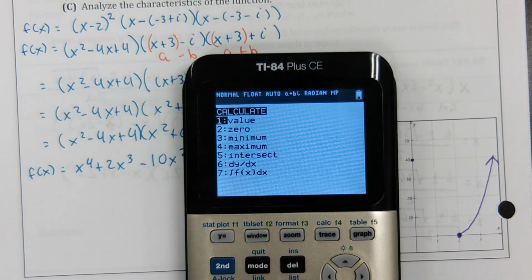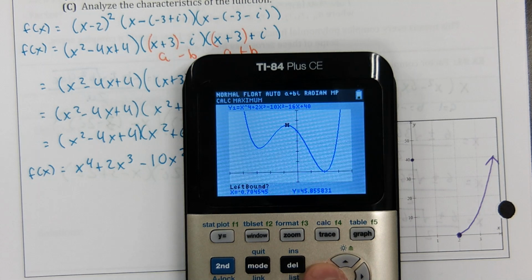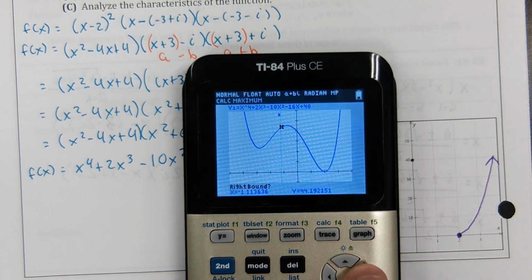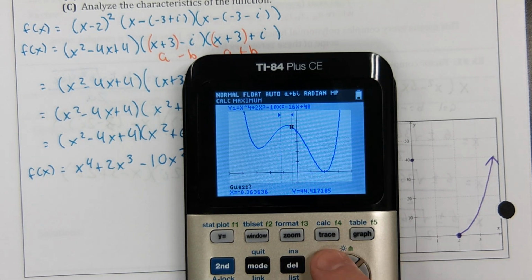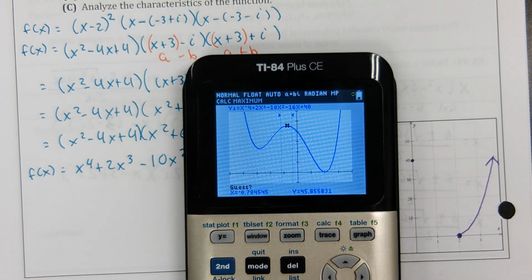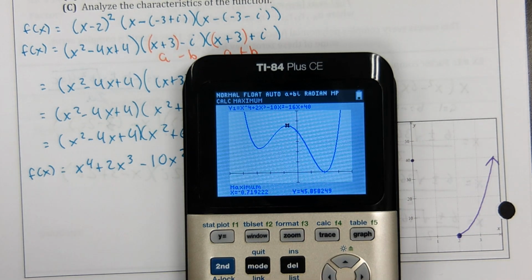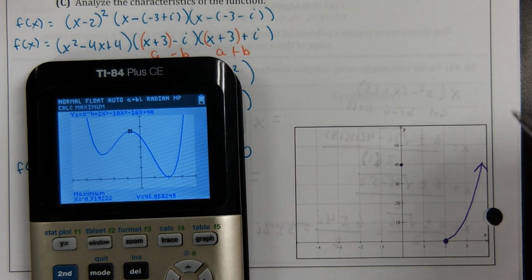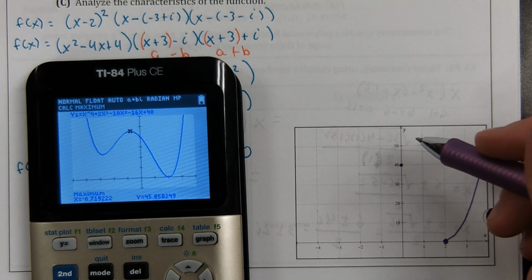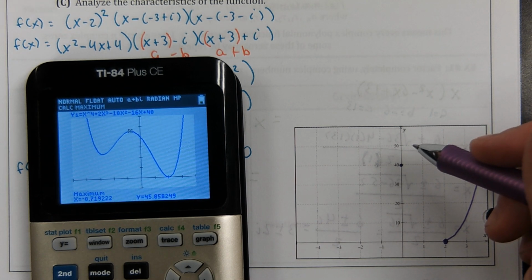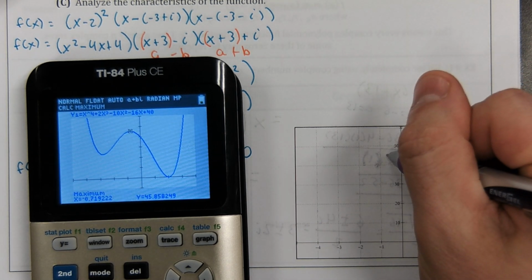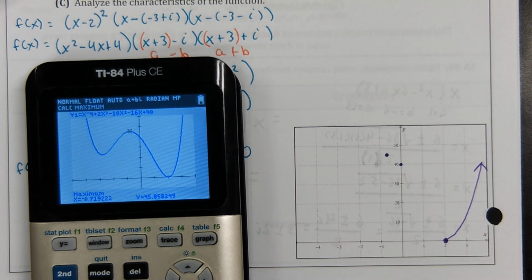So let's do maximum. Second trace. Maximum is command 4. Go to the left of it. Go to the right of it. Get in the middle. Negative 0.7-ish, comma, almost 46. So like here-ish? That feels good.